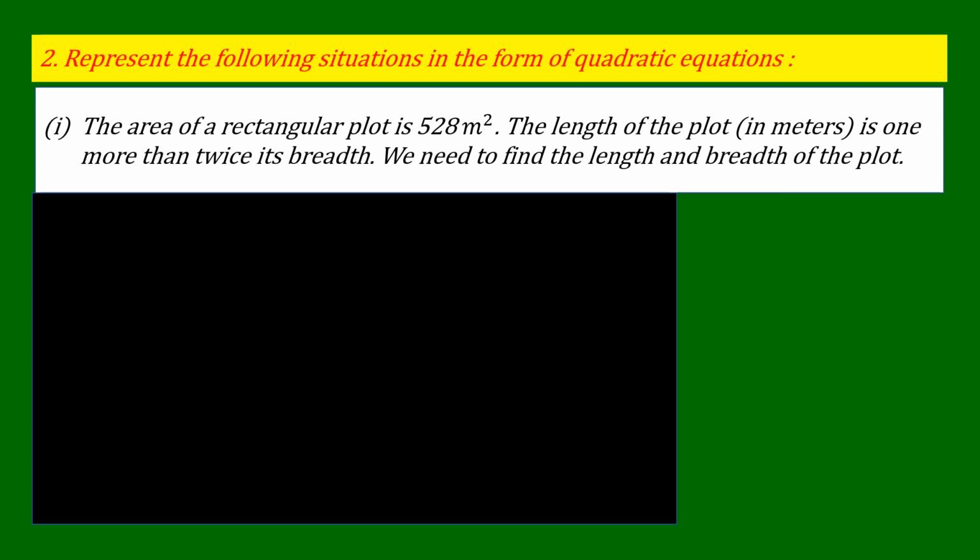Area is length into breadth. Length and breadth are given in a relation to us. And what kind of relation is given to us? That the length is one more than twice its breadth. So we'll suppose the breadth is x meter. Let the breadth of the plot be x meter.